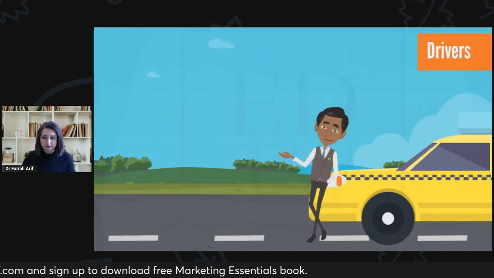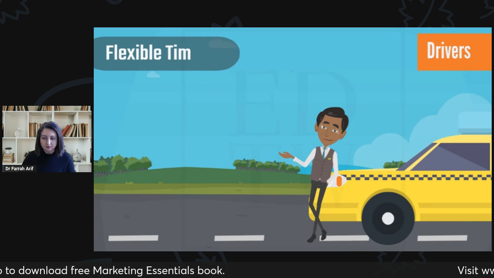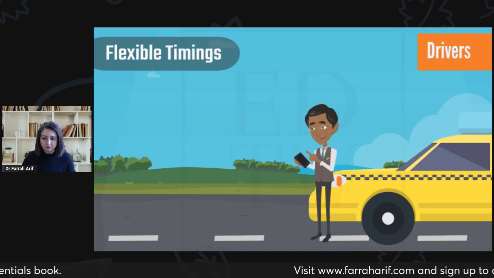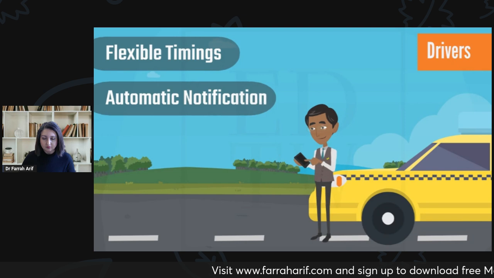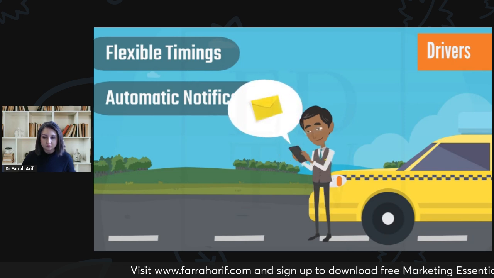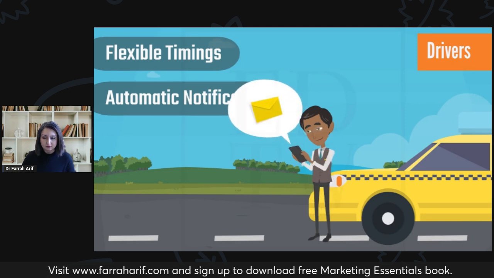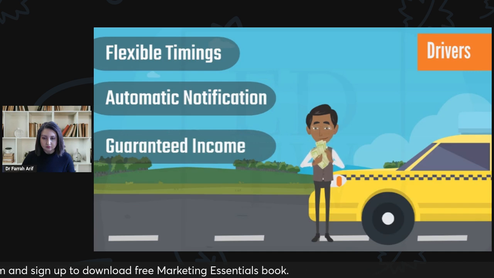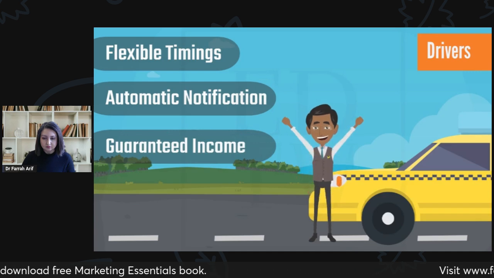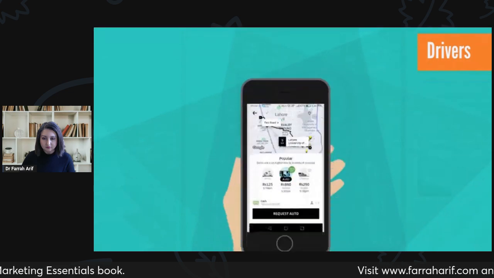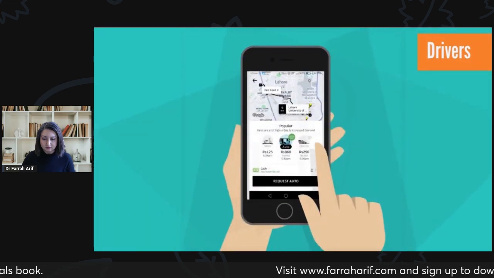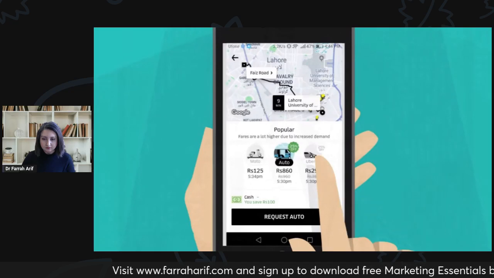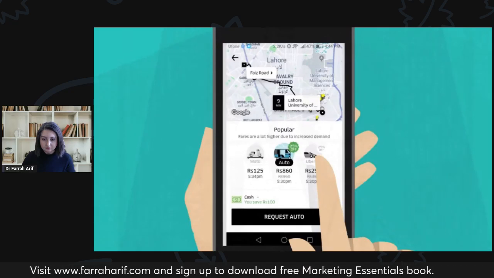Drivers, on the other hand, can work in their own flexible timings. They don't have to wait for customers anymore. The app automatically notifies them of a potential passenger. Also, the drivers receive a guaranteed income and bonus when they complete a certain number of rides per week. Above all, thanks to the app's surge pricing mechanism, the drivers make more money for the same distance traveled during peak hours.